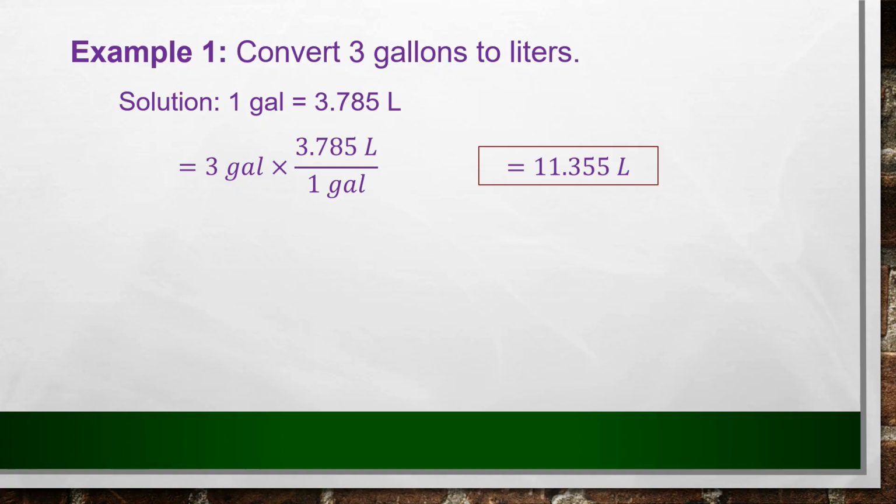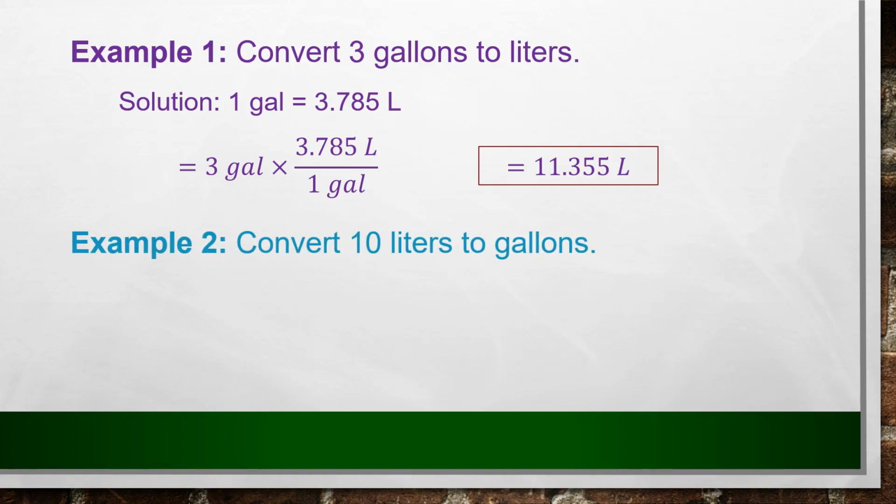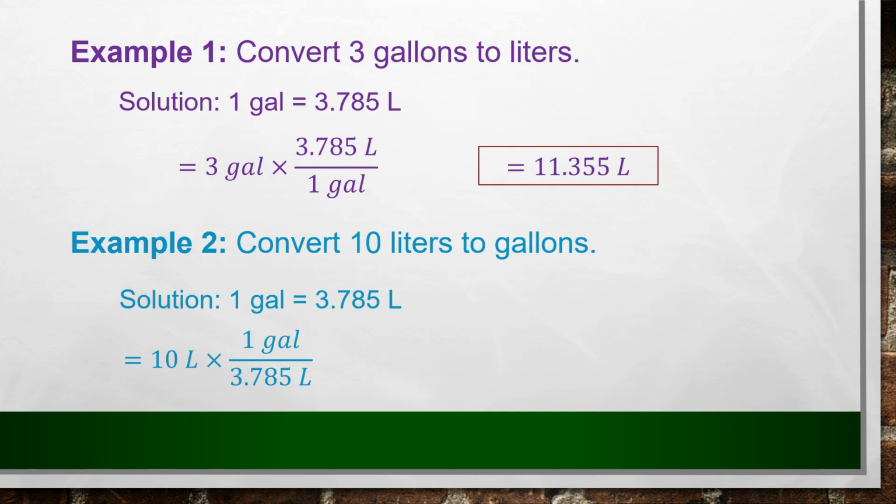Now, what if it's the other way around, meaning the given is liters, and then we want to know the equivalent of that in gallons? So this time we will divide them. Okay, so 10 liters times 1 gallon over 3.785 liters. So divide the two. That's going to give us 2.64 gallons.